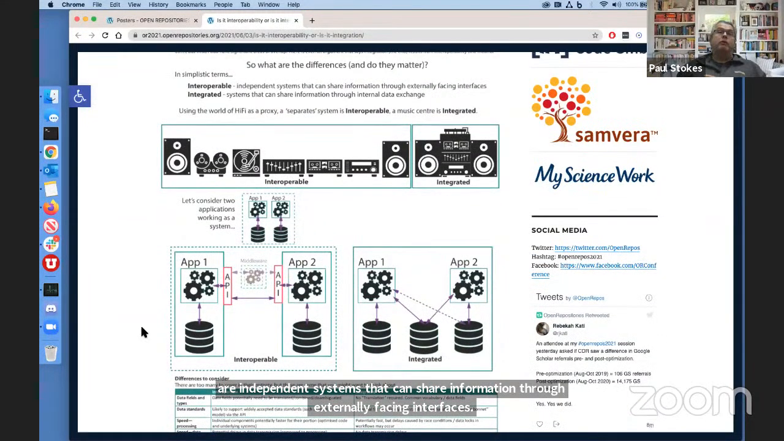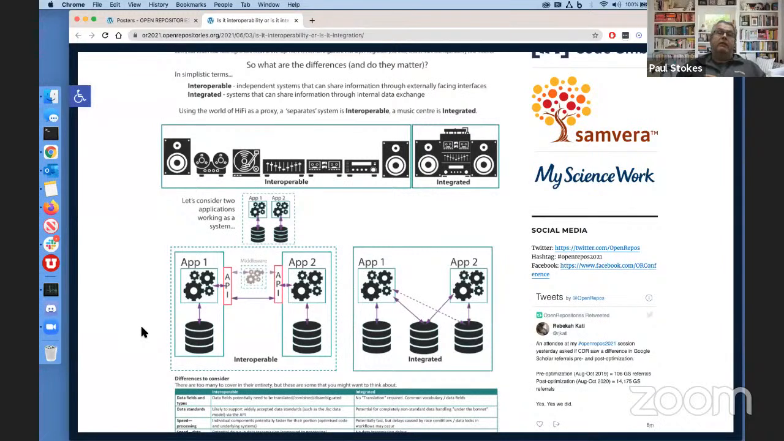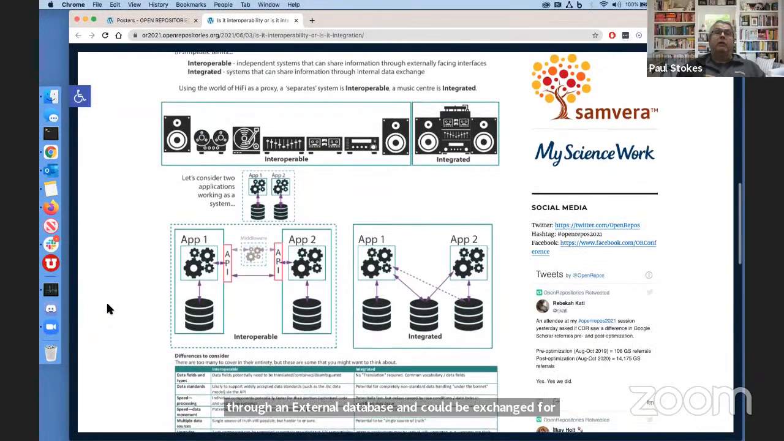So using the world of hi-fi as a proxy, a separate system is interoperable. Each of the components connects through an external interface and could be exchanged for an alternative that, as long as it complied with an appropriate standard, would function as intended. A music center, on the other hand, is integrated. The connections are made internally. I know this is a gross oversimplification, and I can guarantee if there's someone out there who disagrees, it'll do for now. So how does this affect outcomes?